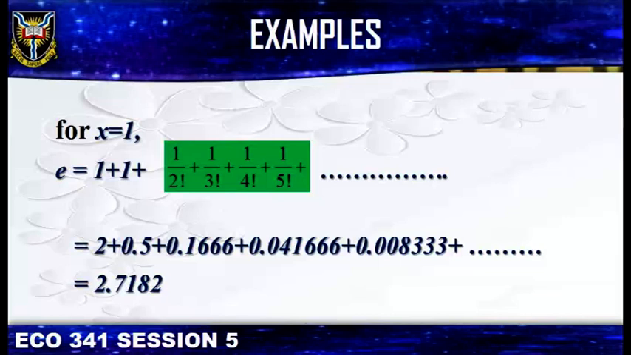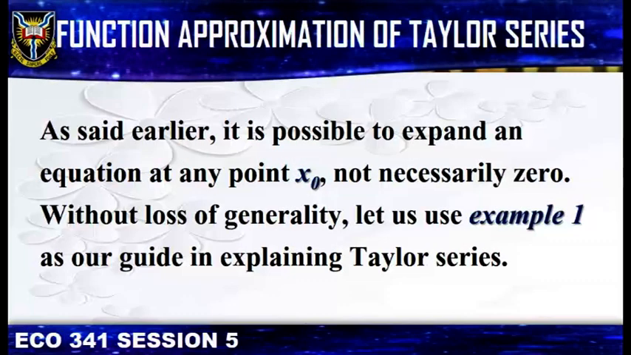plus 1 over 3 factorial plus 1 over 4 factorial plus 1 over 5 factorial plus dot dot dot is equal to 2 plus 0.5 plus 0.1666 plus 0.041666 plus 0.008333 plus dot dot dot is equal to 2.718.